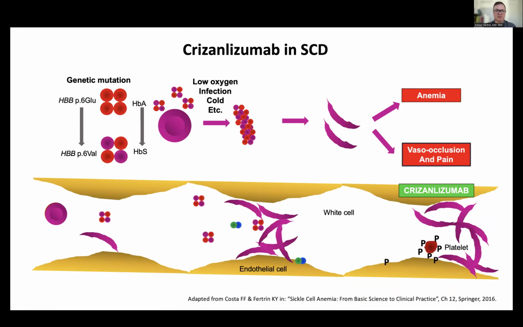So it's definitely meant to decrease vaso-occlusion. It decreases the frequency of pain crisis. It also will not affect hemoglobin levels, so anemia will not improve with this medication.